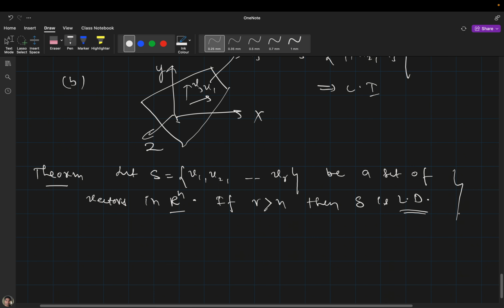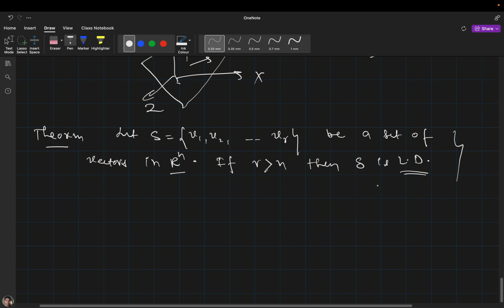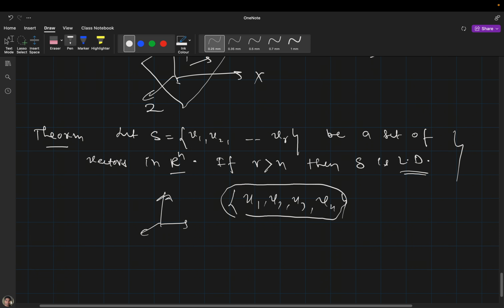I can also prove this, but the problem is I don't have much time to prove all of those. Are you getting what I'm trying to say? Suppose you have a three-dimensional space and vectors v1, v2, v3. Now you have an extra vector v4. Now this system will always be linearly dependent because you have more vectors than the dimension of the space.